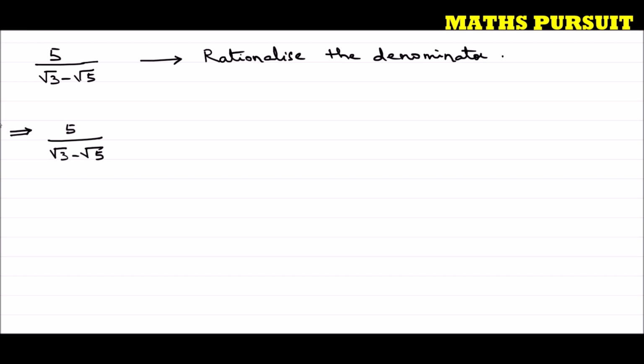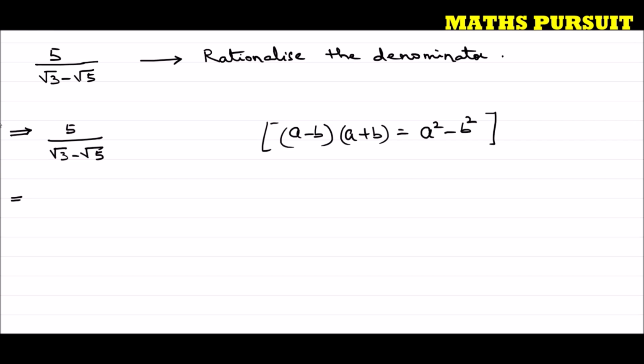We very well know that a minus b into a plus b is equal to a square minus b square. So if I make the square of root 3, then I can get 3. If I make the square of root 5, then I can get 5. So this identity I am going to use, a minus b into a plus b, so that I could easily square the numbers and I can remove the roots.